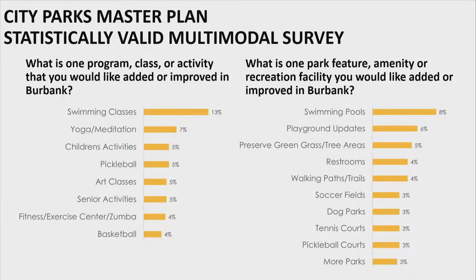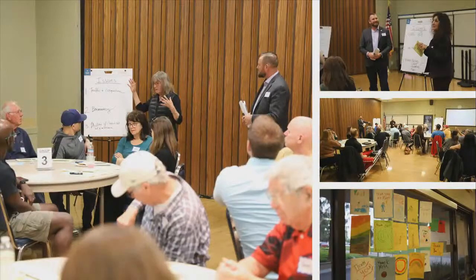Zumba, basketball. In terms of what is one park facility, amenity, or recreation facility you would like to see added or improved in the city, we heard swimming pools, playground updates, preserve green grass tree areas, restrooms, walking paths, trails, soccer field, dog park, tennis courts, pickleball, and more parks. Already we're starting to hear some of those common threads, some of those common elements we've heard pop up already in some of those outreach modes.